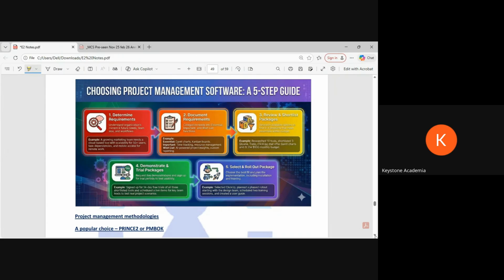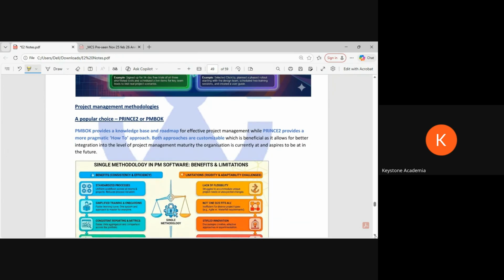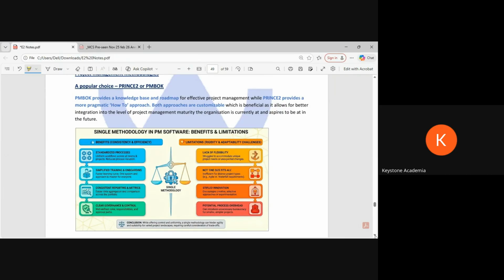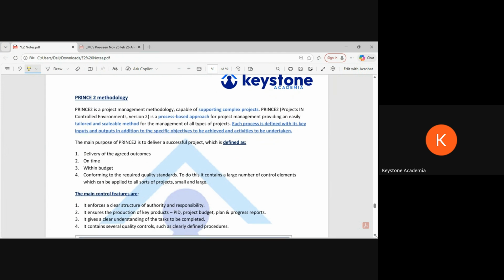You guys must have heard about Prince2 or PMBOK. So these are two globally famous ones for project management. One is UK based and one is US based. But both are working in the same way. Which one to choose depends on the complexity of the project. Each process is defined, its key inputs and outputs in addition to the specific objectives to be achieved and activities to be undertaken.